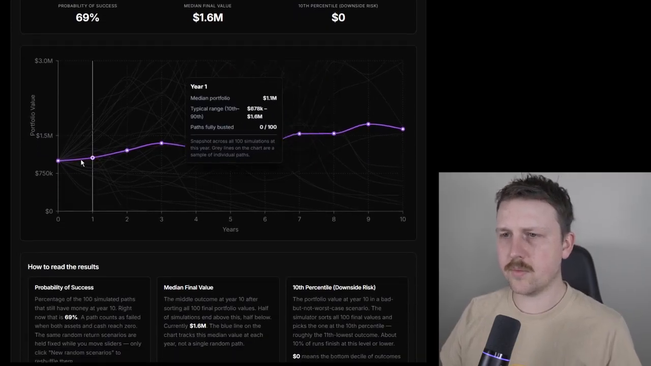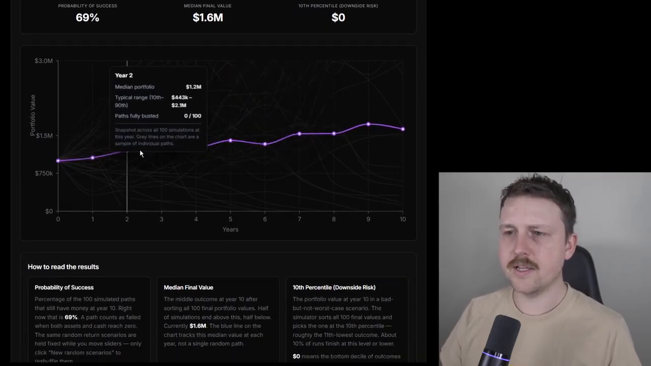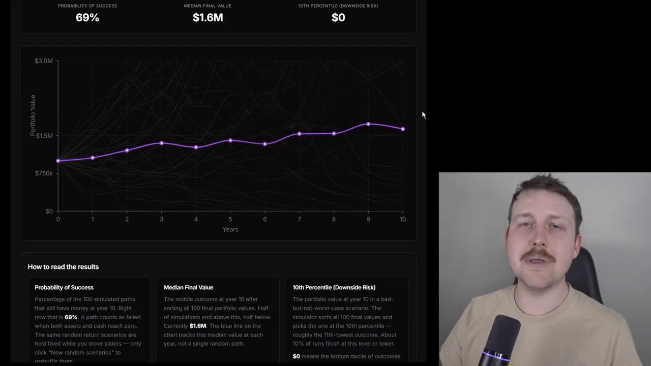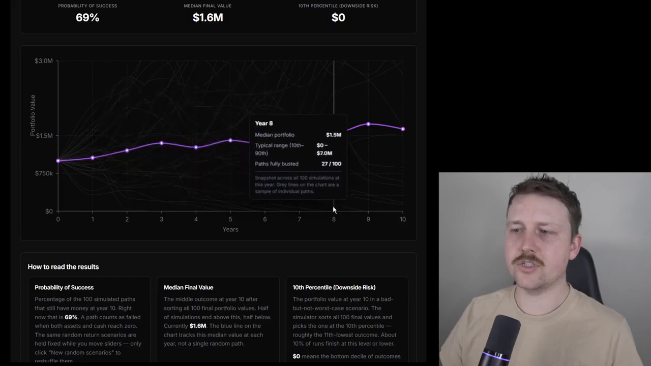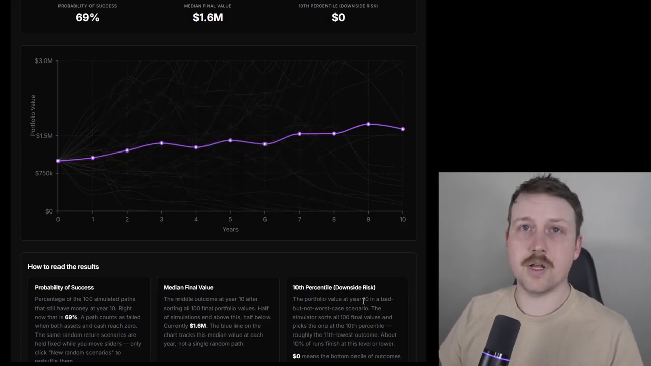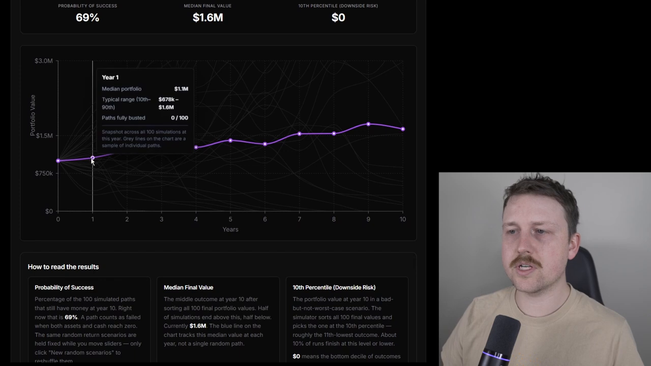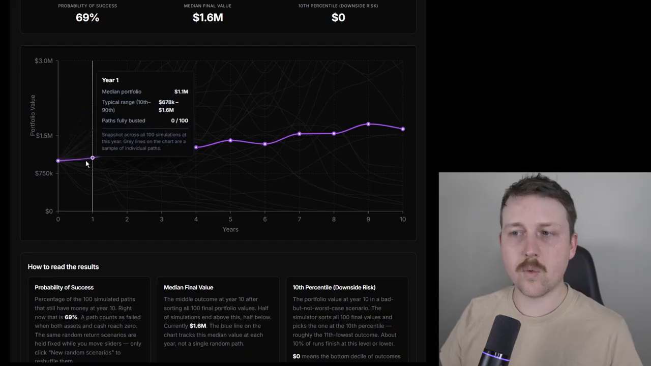And then we look here and we actually see this purple line is the most middle of all of the scenarios. And then we have all these gray lines that are showing the other 99 scenarios. And what you can do here is you can hover over this. You can see that this specific path goes from 1 million to 1.1 million. So it's actually gone up the first year.